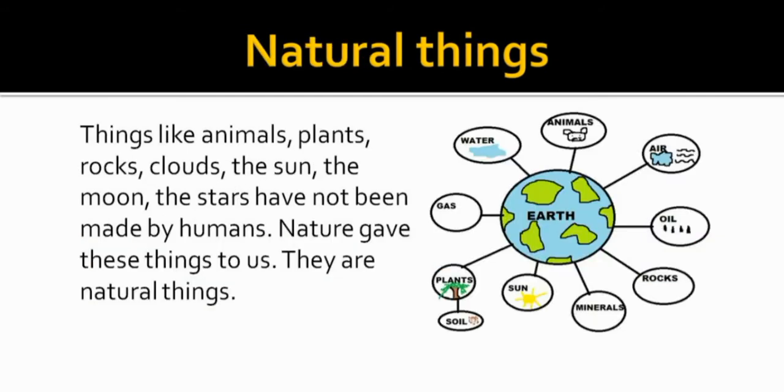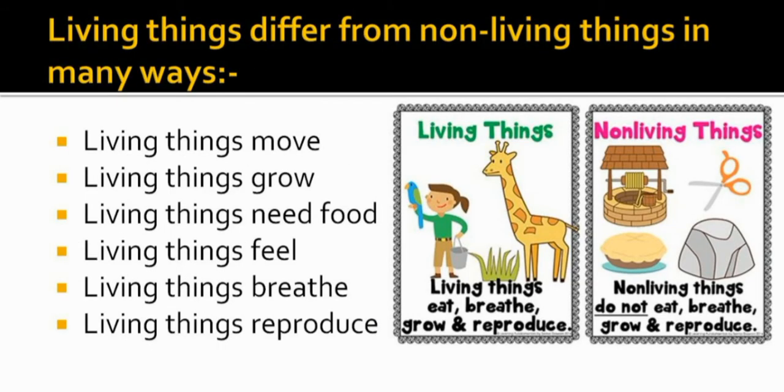Now what are natural things? Things like animals, plants, rocks, clouds, the sun, the moon, the stars have not been made by humans. Nature has given us these things. So these things are called natural things. These things are present naturally in the environment. Now living things. There are three kinds of living things: humans, plants and animals.